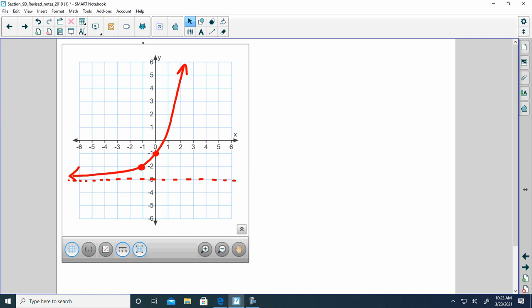Okay, so let's think about this problem. How are we going to approach this problem? Let's say I got y equals a times b raised to the x plus c.